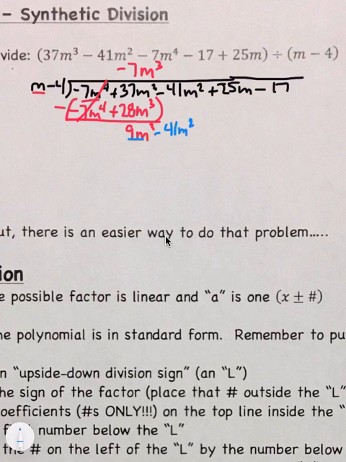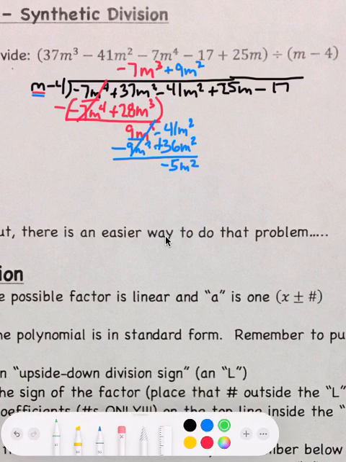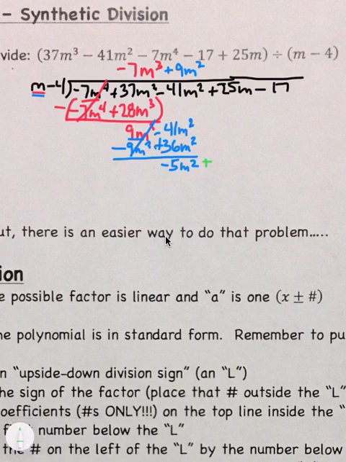Divide highest degree inside by highest degree outside. 9m cubed by m is plus 9m squared. We multiply it through. I'll try to write this as best as I can. It might not be awesome, but you do what you can. So when we subtract, it changes this sign. M cubes go away, and we're left with negative 5m squared. And we bring down the 25m.